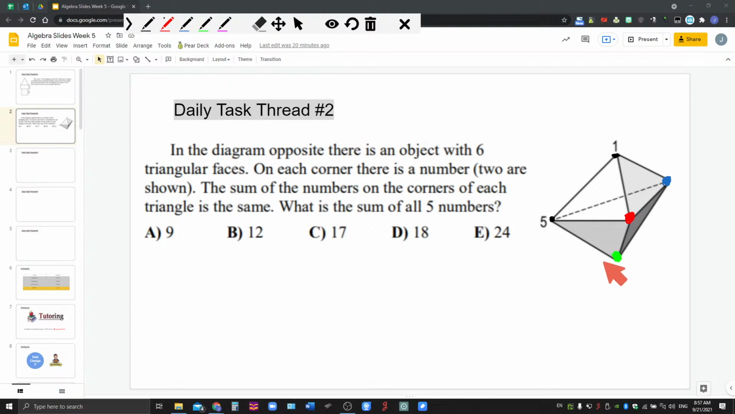The sum of the numbers on the corners of each triangle is the same. Now, what is the sum of all the 5 numbers? So let's think about that. Let me give you some time.